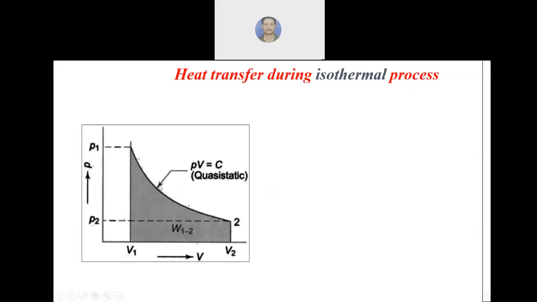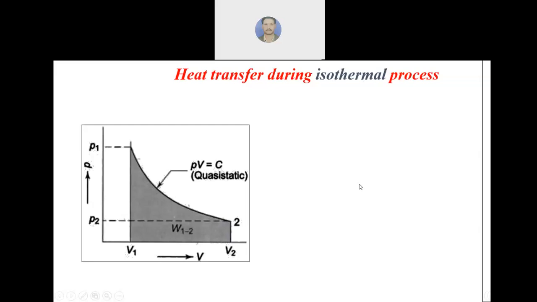Now, next process: isothermal. Isothermal means constant temperature process. Okay, so there will be some curve, and a constant temperature process is nothing but PV equals constant. How? You know PV equals mRT. Mass is constant, R is the gas constant, and temperature is also constant because of the isothermal process. So the right side is everything constant. So this is the equation for isothermal process.